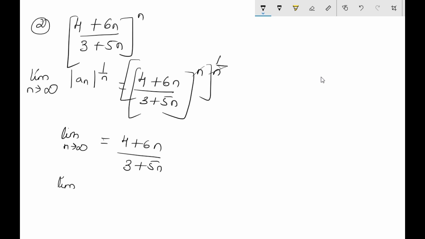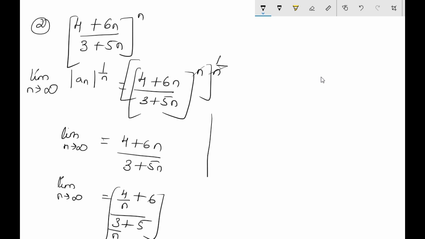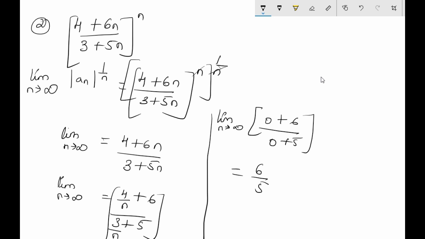Dividing by the highest power, we'll get (4 by n plus 6) divided by (3 by n plus 5). Taking limit n tends to infinity, we'll be getting (0 plus 6) divided by (0 plus 5), which will be equal to 6 by 5. Here we can see that 6 by 5 is a value greater than 1. Hence it is divergent by root test.